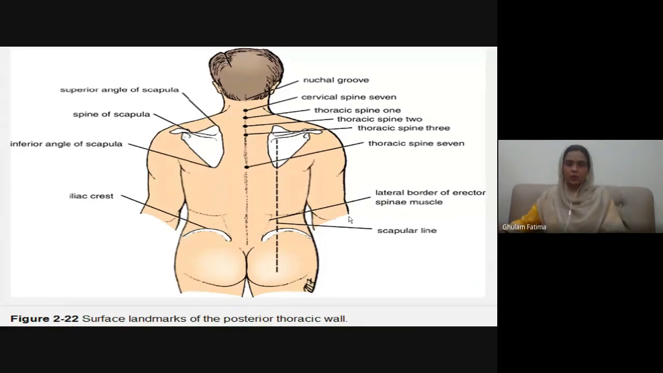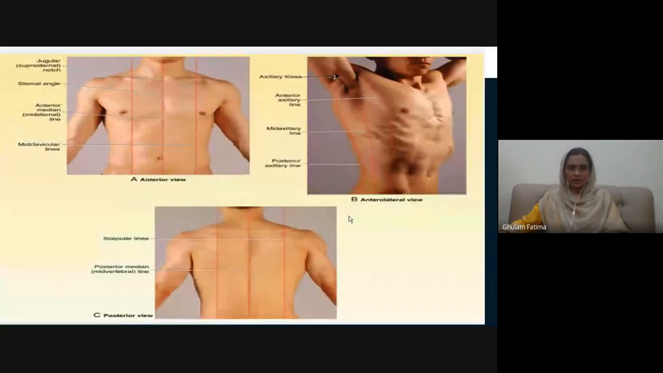One is your mid scapular line, and the other line is your posterior median or mid vertebral line. So revising again, in anterior view you will find three lines. One is your anterior median line, or you can call it a mid sternal line, and the other two are your mid clavicular lines, which are right and left mid clavicular lines. So we have three lines of orientation in our anterior view.